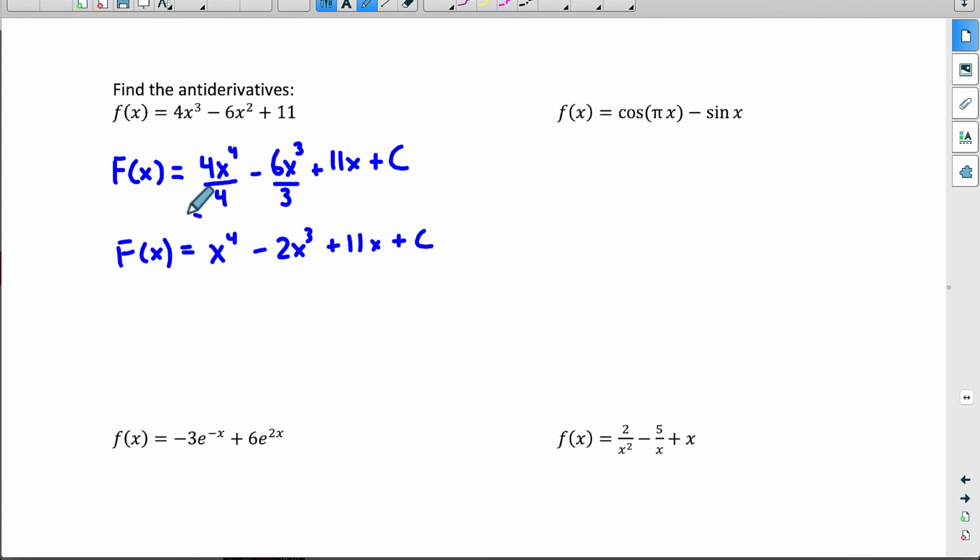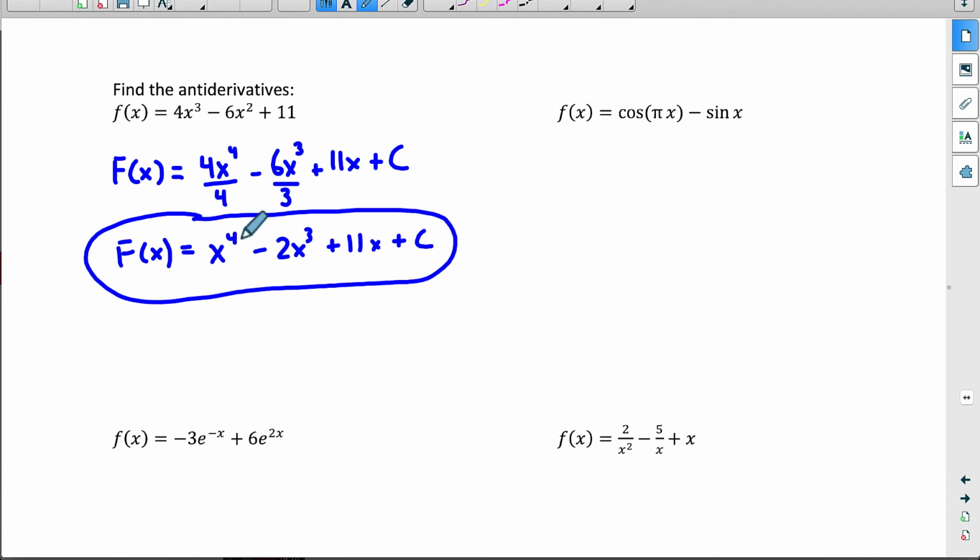You're not sure if you got the right answer? It's pretty easy at this stage of the game for you to take the derivative of this. 4x cubed. Yep, that's what you get. Negative 6x squared. Plus 11. Yep. And if you did have a constant, the derivative of the constant is just 0, so that would work too. All right, there you go. Okay, the next one.